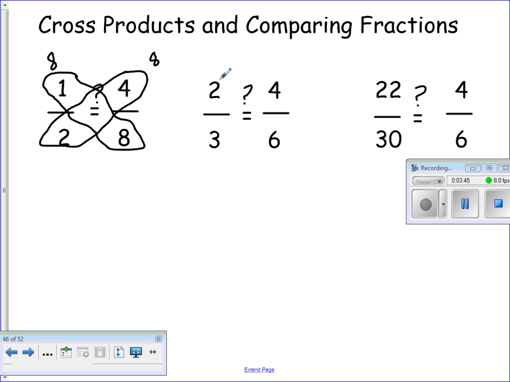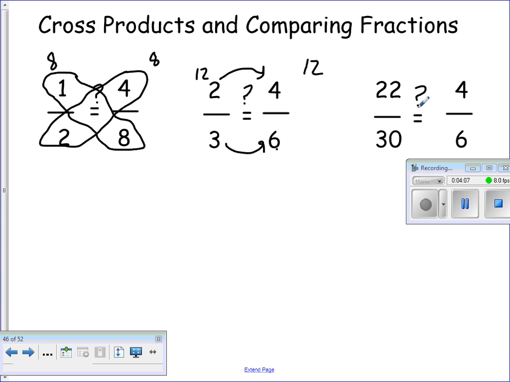What about 2/3 and 4/6? Well, using mental math, I know that 2 times 2 is 4. And if I do the same to the bottom, 3 times 2 gives me 6. Yes, they are proportional. But another strategy is to use my cross products. 3 times 4 gives me 12, and 6 times 2 also gives me 12. So yes, those are proportional.